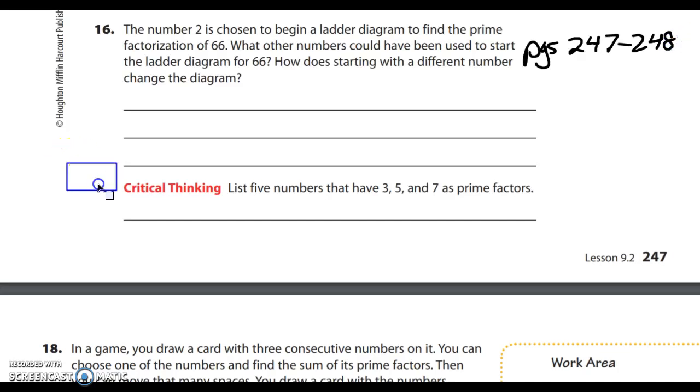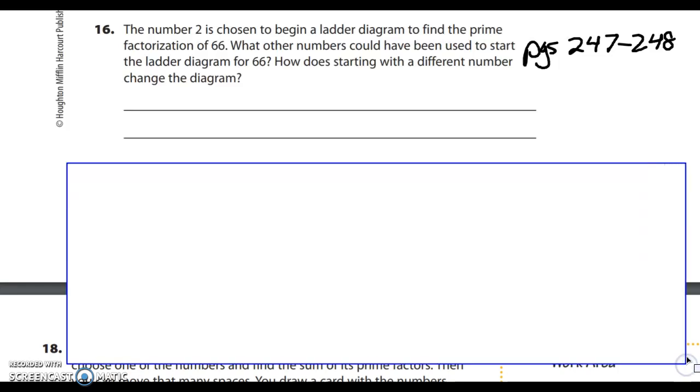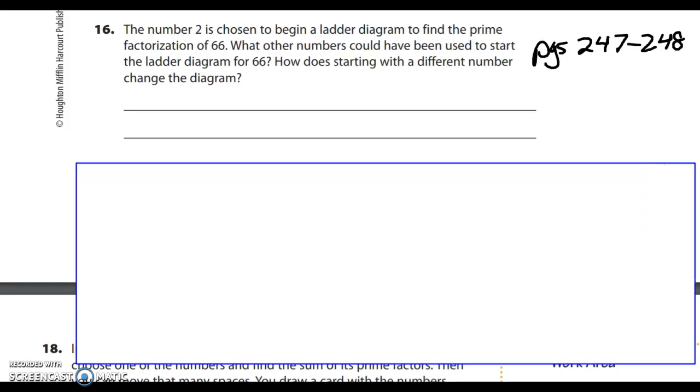I'm going to use a whiteboard here to do my ladder diagram. Number 16 reads, the number 2 is chosen to begin a ladder diagram to find the prime factorization of 66. What other numbers could have been used to start the ladder diagram for 66? I'm going to stop reading right there. We're going to answer the second question in a minute. Let's go through and answer the first question first.